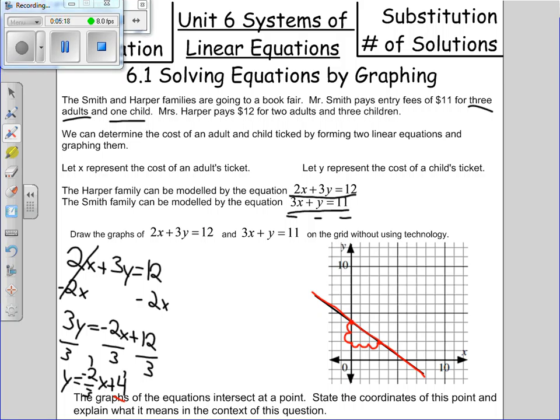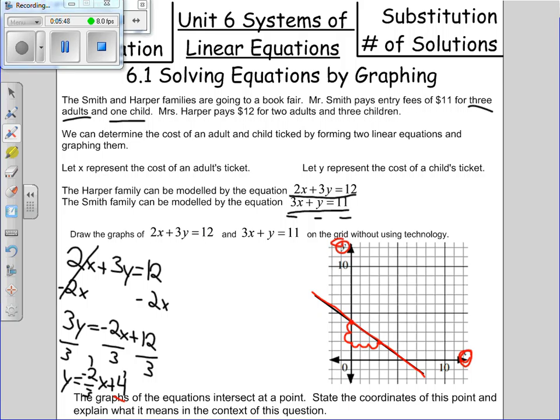That line represents the cost of tickets for adults, this one up here, and for children, down there. Right? Yeah, x represents adult, so this is adult. This is children. Alright, let's try the next one.